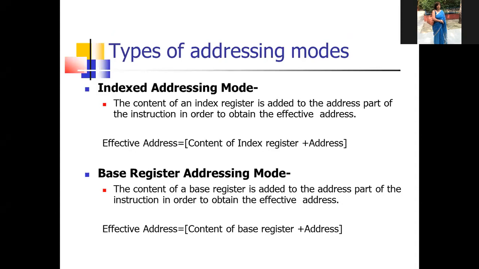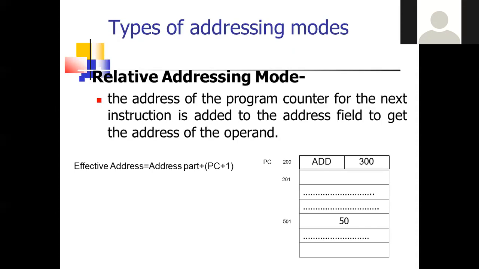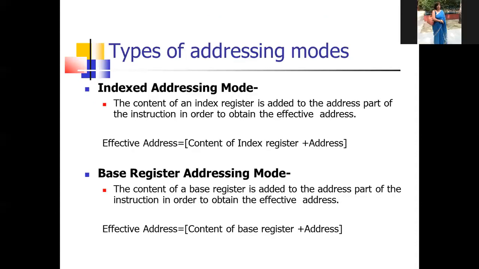Next types of addressing modes are there. Indexed addressing mode. How do we find the effective address in the indexed addressing mode? The definition is that the content of an index register is added to the address part of the instruction in order to obtain the effective address. We assume that some kind of index register will be given. It's a kind of displacement addressing mode. These 3 kinds of addressing modes, index addressing mode, base register addressing mode, and the previous one, relative addressing mode, are kinds of displacement addressing modes.